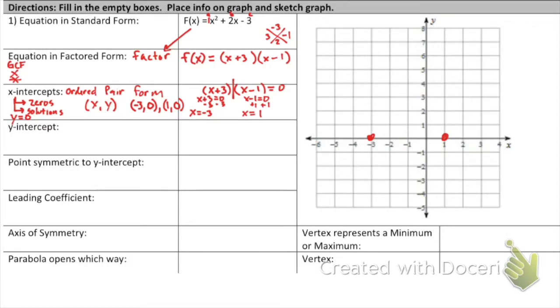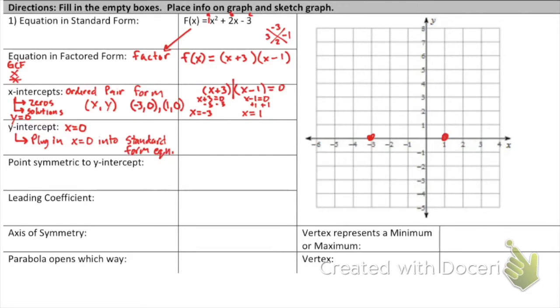Now we want to do the y-intercept. The y-intercept is the opposite. When we have the y-intercept, our x will equal 0. As far as a graph goes, our y-intercept is a point on the y-line, our vertical line. So how do we find that? It's pretty simple. We're going to plug in x equal to 0 into the standard form equation.